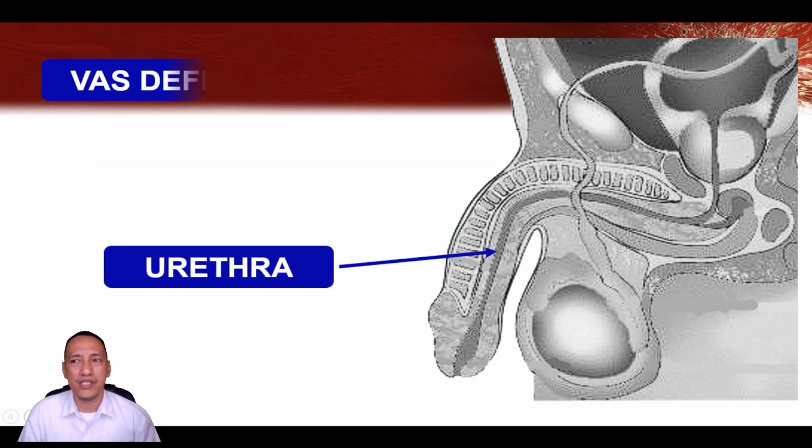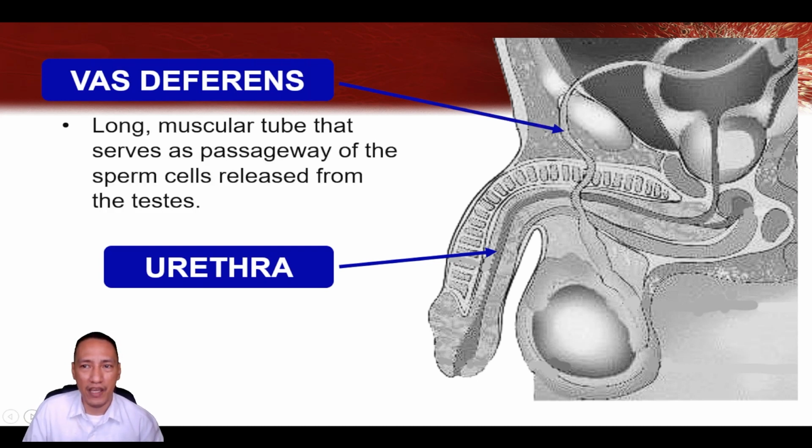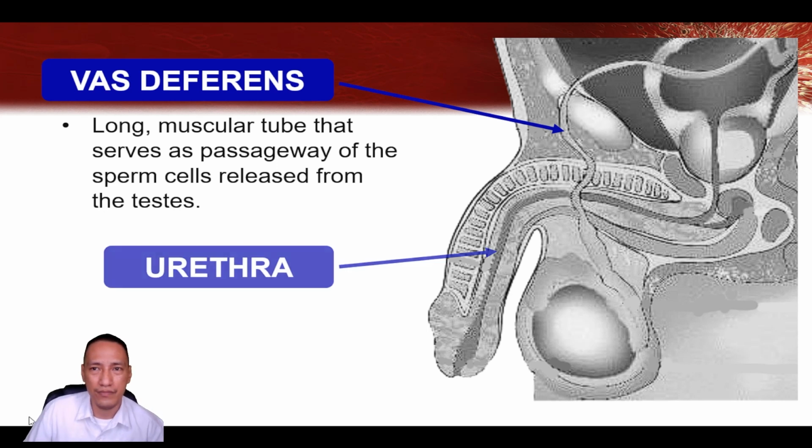Next on our list is what we call the vas deferens. So para hindi kayo malito sa drawing, ito yung ugat na nagmumula dito papunta doon sa pupuntahan niya na i-indicate natin mamaya. So ano siya? Siya ay isang long muscular tube that serves as a passageway of the sperm cells released from the testes. Ang testes kasi mamaya na pag-uusapan natin ang gumagawa ng sperm cell. So syempre kapag ginawa doon, at pag lumabas, kailangan ng daanan. Kaya ang daanan na yon ay tinatawag nating vas deferens.